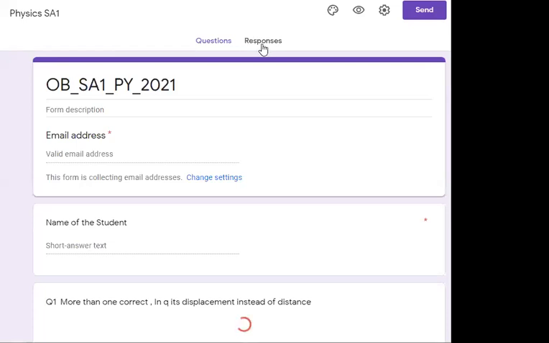Now you will see your scores, right? Now you can see your scores. Now you check your scores, right? I'll just send everyone. Just wait, I'll just send everyone.